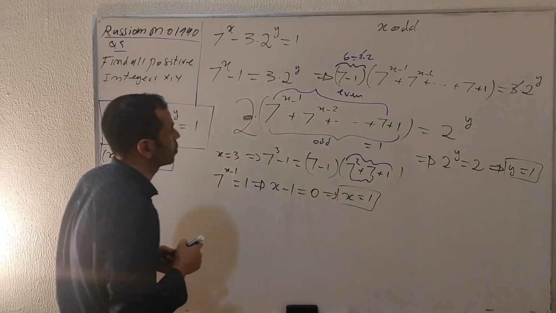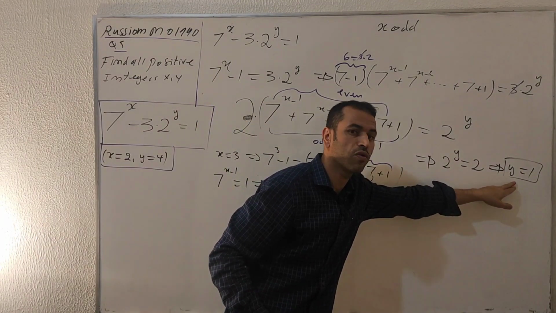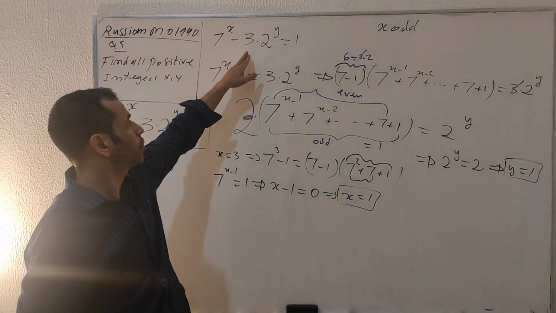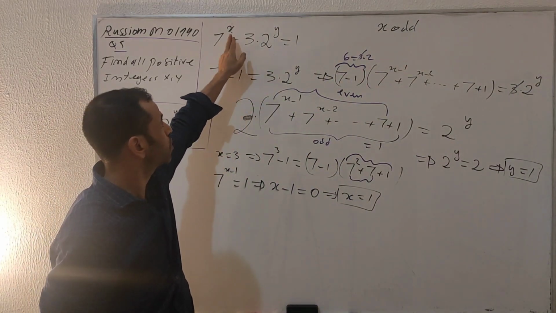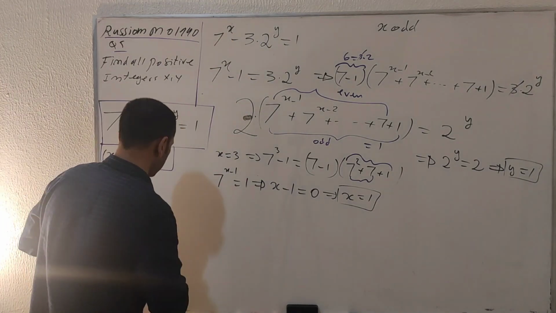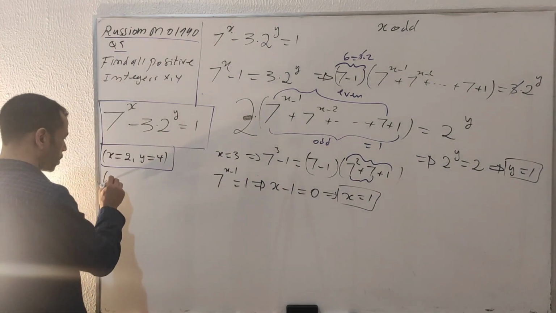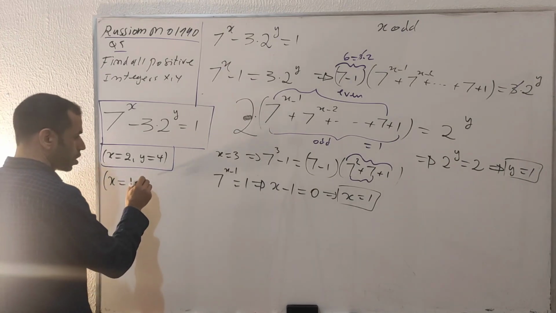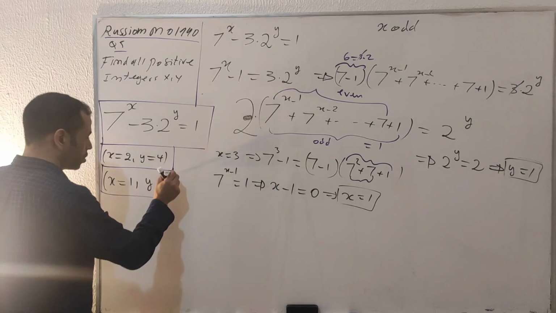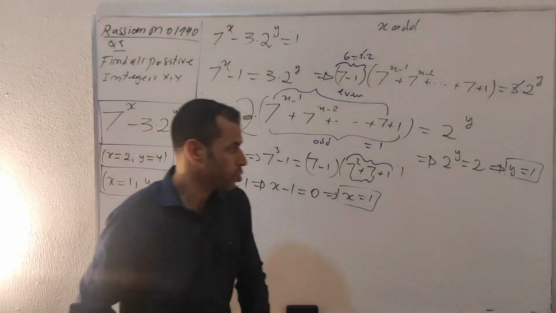Taking this value of y, which is 1, and inserting it into the original equation to find x is simple. So now I have determined another solution, which is x equals 1 and y equals 1. I have ended with these two solutions, so I am done with this problem.